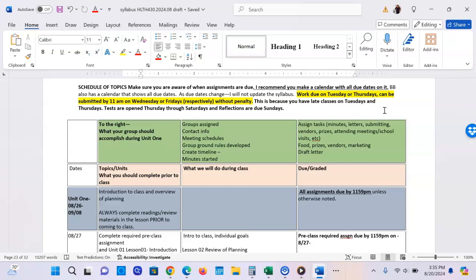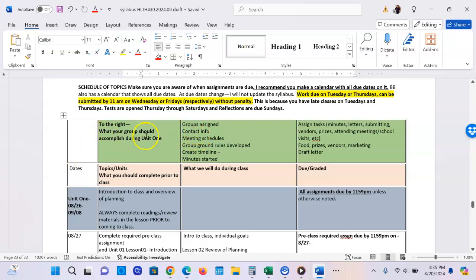And the reason that is true is because you have classes that run late on Tuesdays and Thursdays. And this way, if you are in class late on a Tuesday or Thursday, rather than turning in at 11:59, you have until 11 a.m. the next day. This is only for work due on Tuesdays or Thursdays. If you have something due on a Sunday, Monday, or Wednesday, they're not accepted late at all. So that's important.